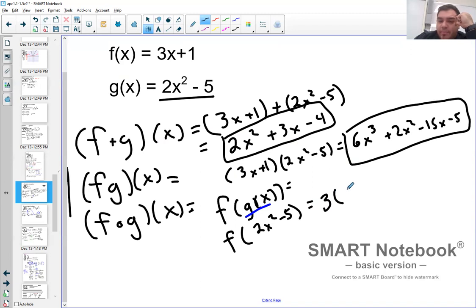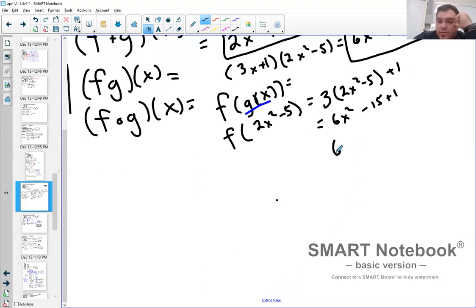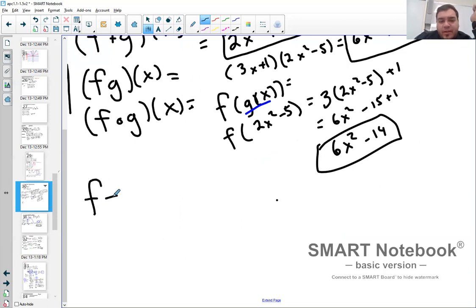So it's going to become 3, and this x over here is going to become the new equation: 2x squared minus 5, plus 1. From there, I'm just trying to simplify. 6x squared minus 15 plus 1 is 6x squared minus 14. Pretty straightforward.